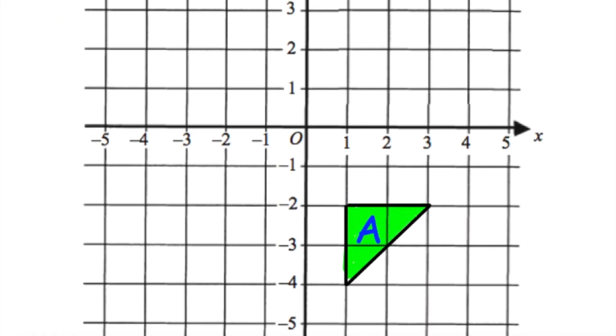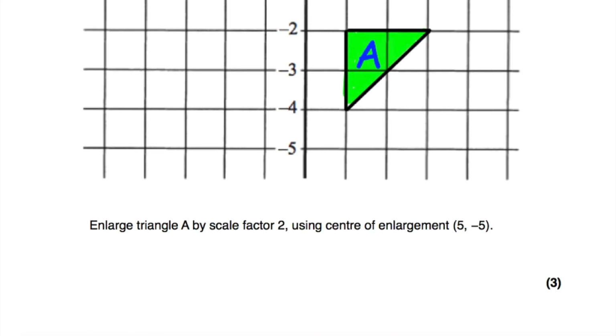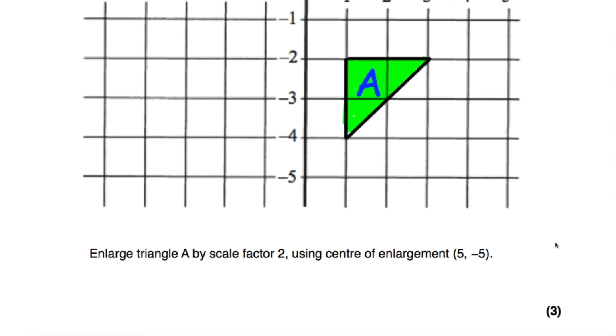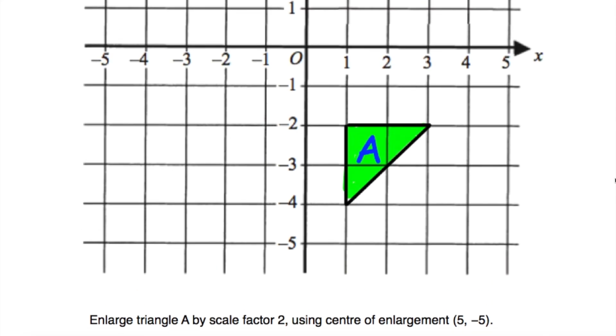So question number 15, we've got this right angle triangle A on the grid. We've been asked to enlarge this triangle by scale factor 2 using centre of enlargement 5, negative 5. So let's plot where 5, negative 5 would be. So let's just get our pencil and then put a little cross at 5, minus 5. So 5, minus 5 will be there. So that's the centre of enlargement, and we need to enlarge this triangle by scale factor 2.